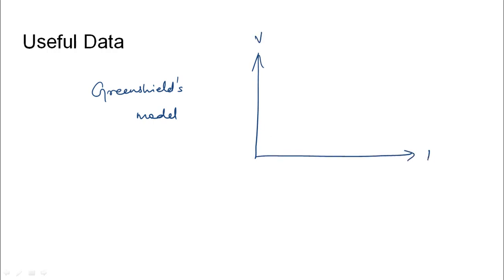So when we talk about the Green-Shields model in traffic flow theory, it basically indicates that the relationship between speed and density is linear. If we assume speed to be on the y-axis and density to be on the x-axis, the relationship between them will be a straight line which looks like this. At zero density, the speed will be maximum, which is called the free flow speed, and at zero speed, the density would be maximum, which is called the jam density.